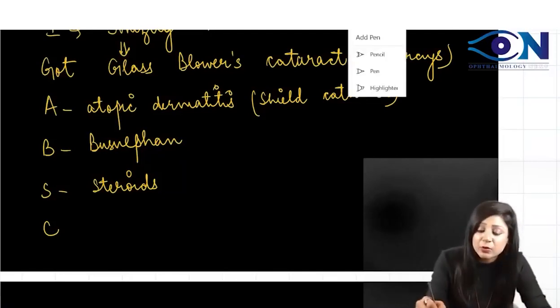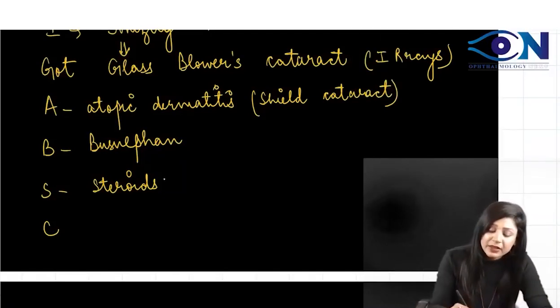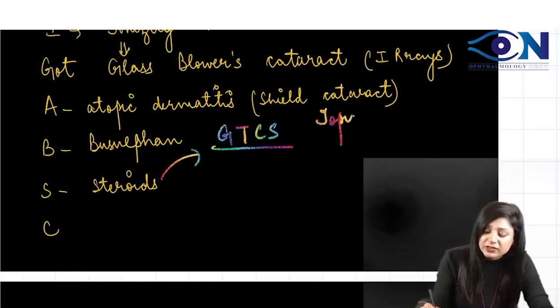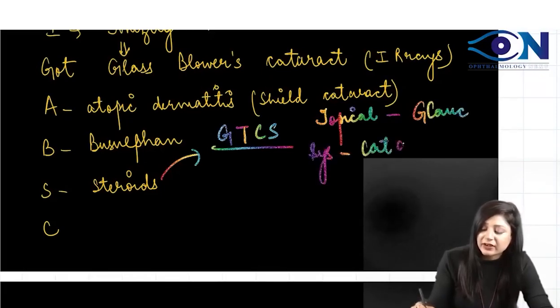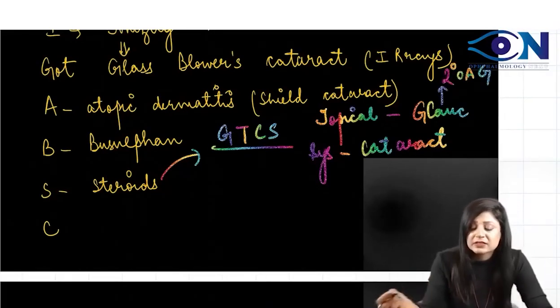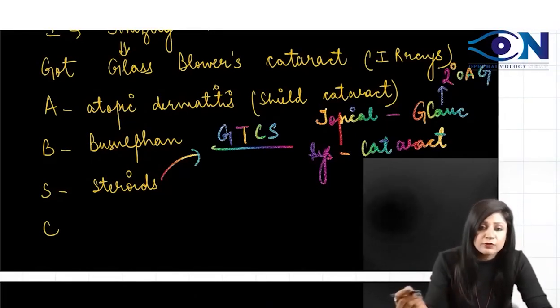Now another mnemonic that I usually tell you in relation to steroids is the GTCS, generalized tonic-clonic seizures. So the topical steroids cause the glaucoma, and the systemic steroids cause the cataract. Now which type of cataract? Posterior subcapsular. What type of glaucoma? Secondary open angle glaucoma.